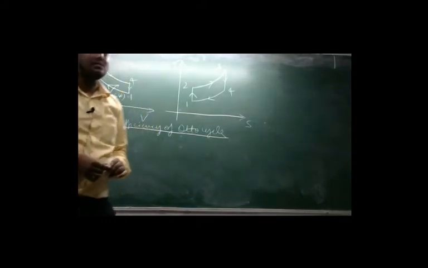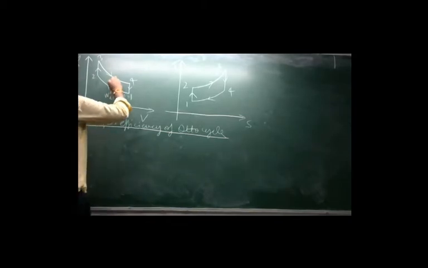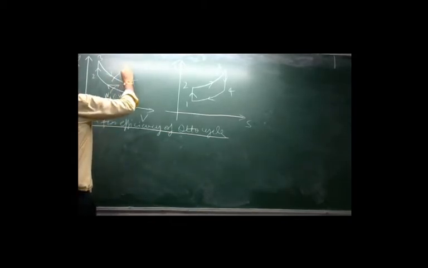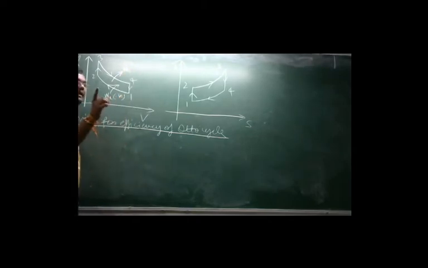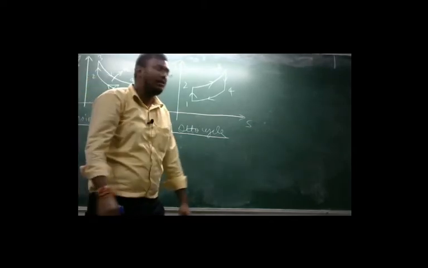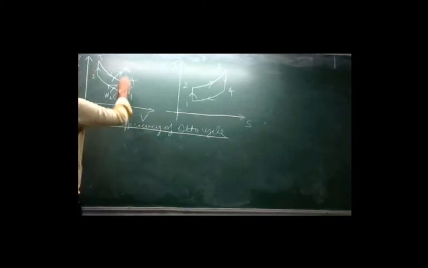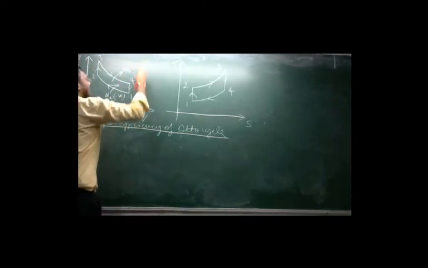Okay, and from 3 to 4 this is a reversible adiabatic expansion process. So from 3 to 4 we are getting work from the system, which is represented by Wo, work output. According to the sign convention of work, if we are getting work from the system, then work should be positive. Now this is all about work input and work output.